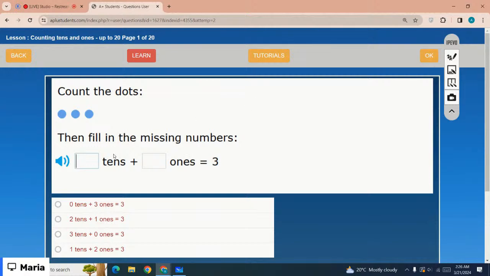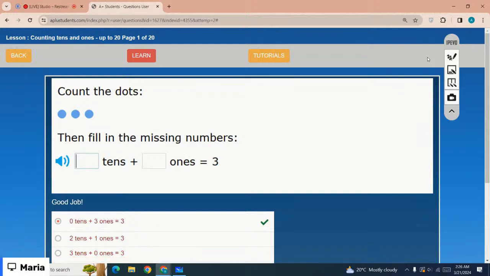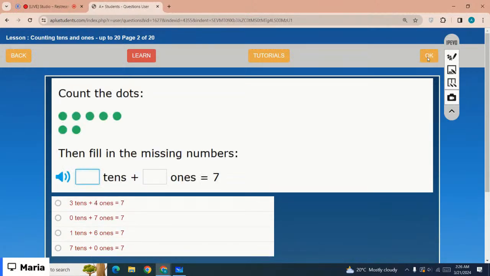So that means no tens, right? Zero tens and three ones. The correct option is option number one. Okay, count the dots, which is the correct option.